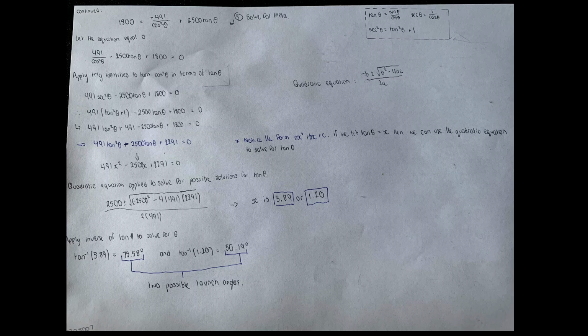Now using the quadratic equation, which is minus b plus or minus the square root of b squared minus 4ac, divided by 2a, we get two solutions for x noted down on that line: x is either 3.89 or 1.20. That makes sense because if the position is modeled by a parabola, then there are two possible solutions. Now we apply the inverse of the tangent to solve for theta. Inverse tangent of 3.89 grants us an angle of 75.58 degrees, and the inverse tangent of 1.20 grants us an angle of 50.19 degrees, which are our two possible launch angles.